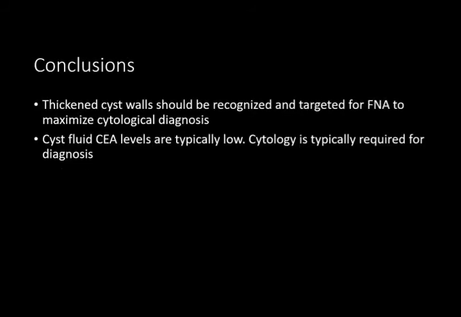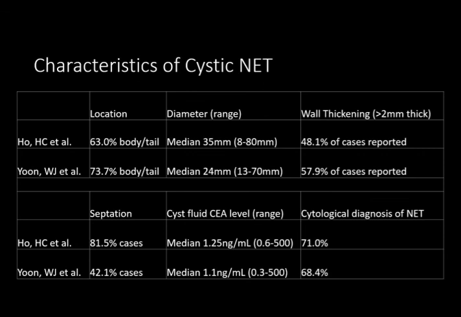Cystic neuroendocrine tumors typically have low cyst fluid CEA levels. Thickened cyst walls should be recognized and targeted for FNA to maximize cytological diagnosis. A summary of characteristics of cystic pancreatic neuroendocrine tumors from case series of Ho and of Yoon are presented for review.